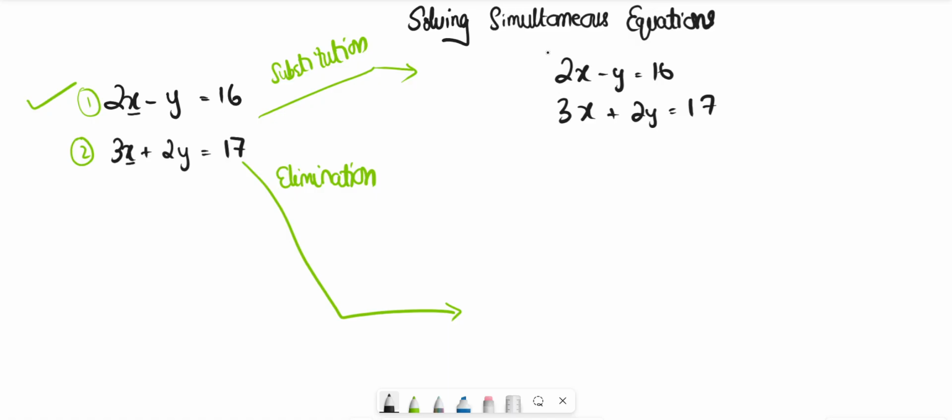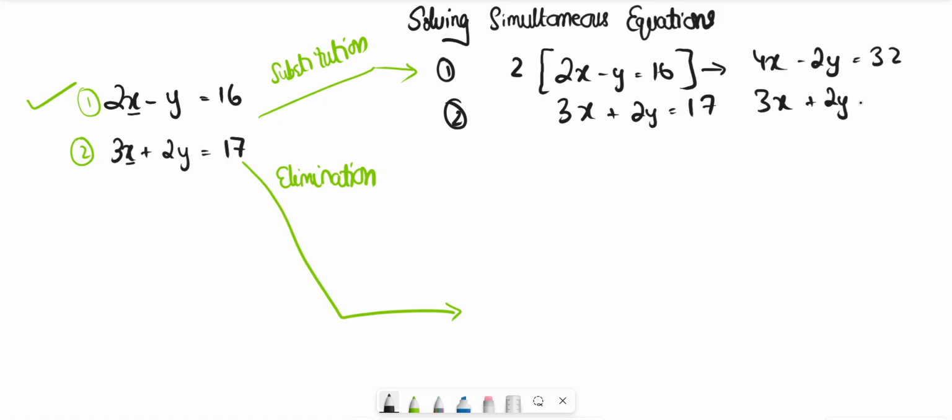So I ask you this question. If I multiply this entire equation, the first equation, equation 1, by 2, can I have this in the form of 4x minus 2y equals 32? Can I? I most definitely can, right? And I'll copy this down once again. 3x plus 2y equals 17.